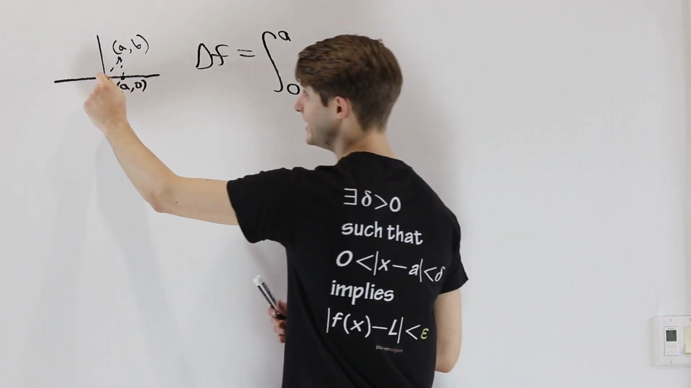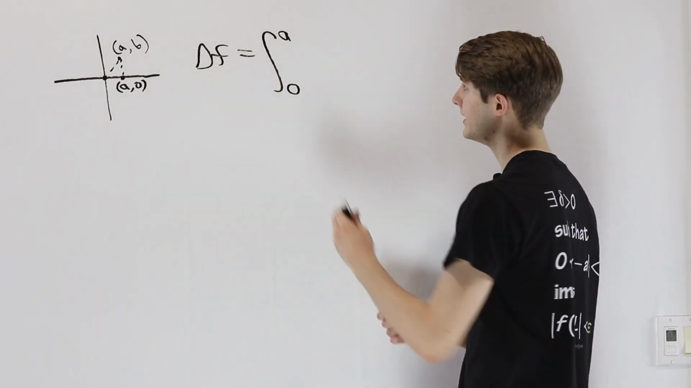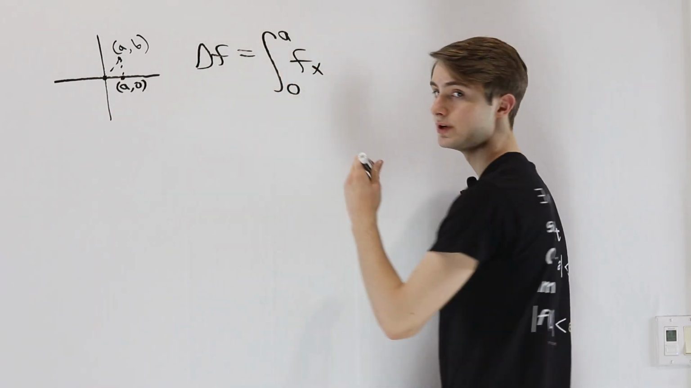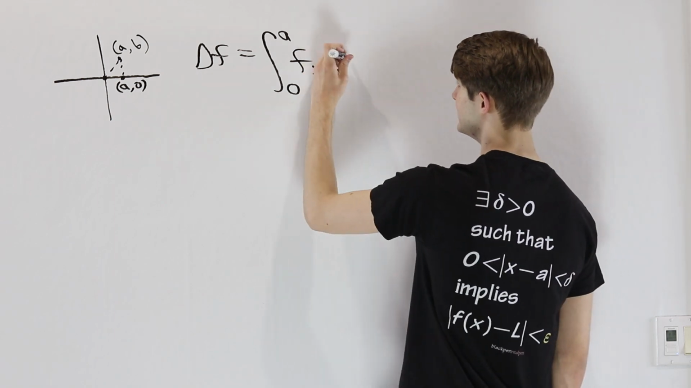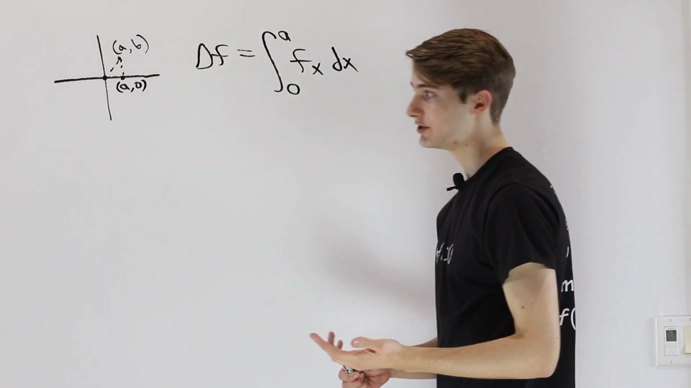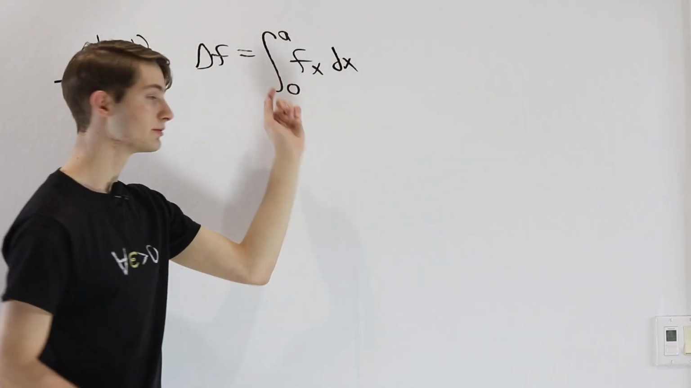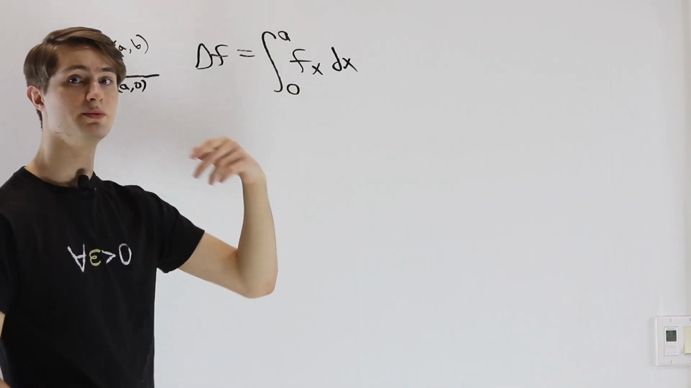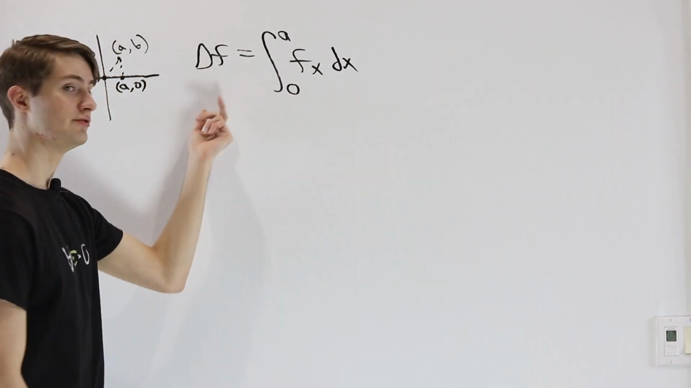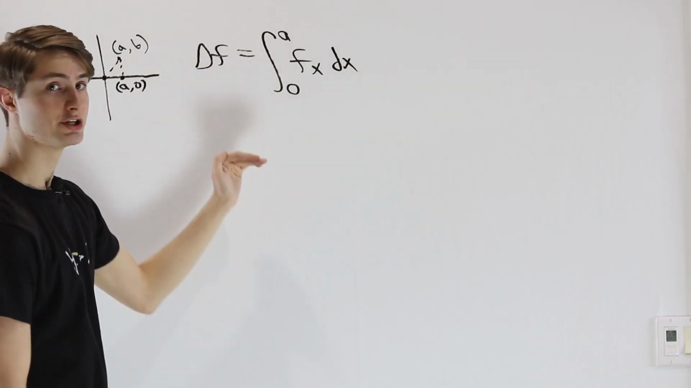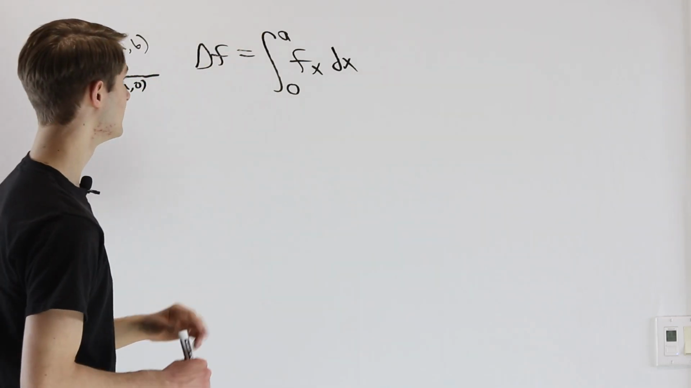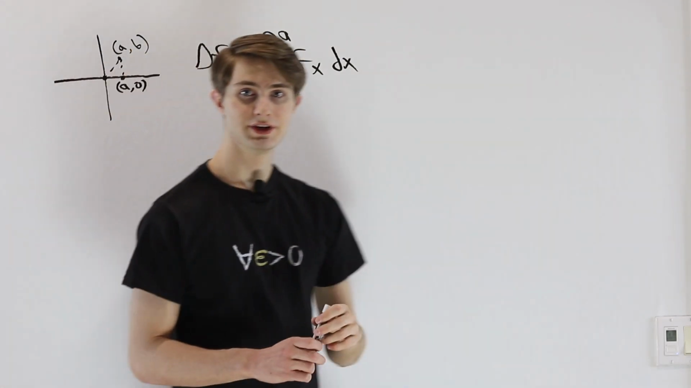Well, because we're moving in the x direction, what we want to look at is the partial derivative of f with respect to x, dx. By the fundamental theorem of calculus, if we're looking at the derivative with respect to x, and then we integrate it, we'll get back the original function, and then we can find the change between a and 0. So that's our first range of integration.